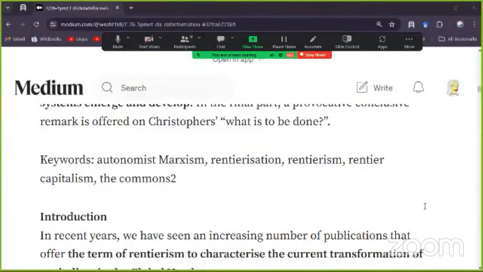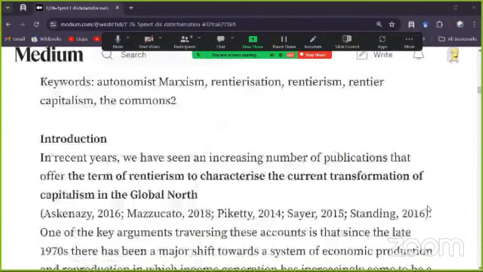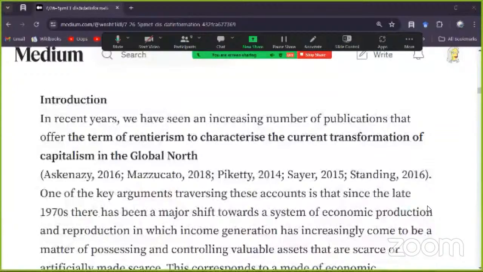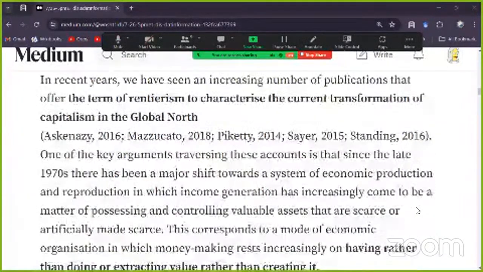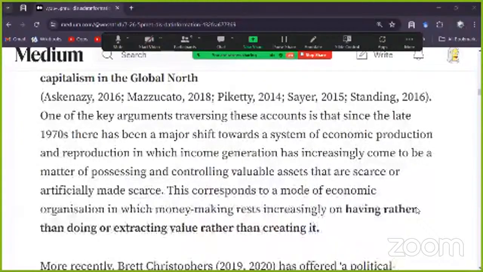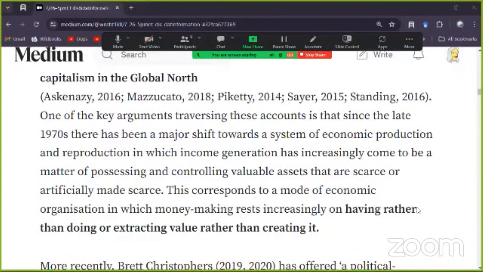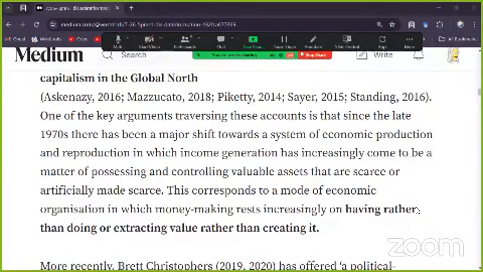In recent years, we've seen an increasing number of publications that offer the term rentierism. One of the key arguments traversing these accounts is that since the late 1970s, there's been a major shift towards a system of economic production and reproduction in which income generation has increasingly come to be a matter of possessing and controlling valuable assets that are scarce or artificially made scarce. And we've seen reflections on that scarcity question before.